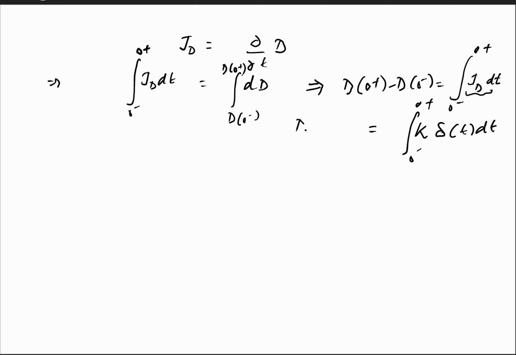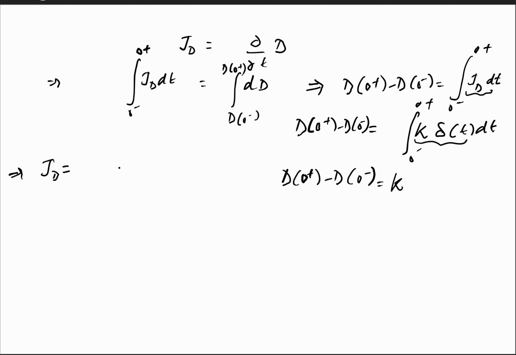Is equal to D at 0 plus minus D at 0 minus. So, you see that this current density is going to have an impulse, and that impulse is going to have a value k equal to D at 0 plus minus D at 0 minus. So, I can now find the value of the impulse current density due to this displacement current.